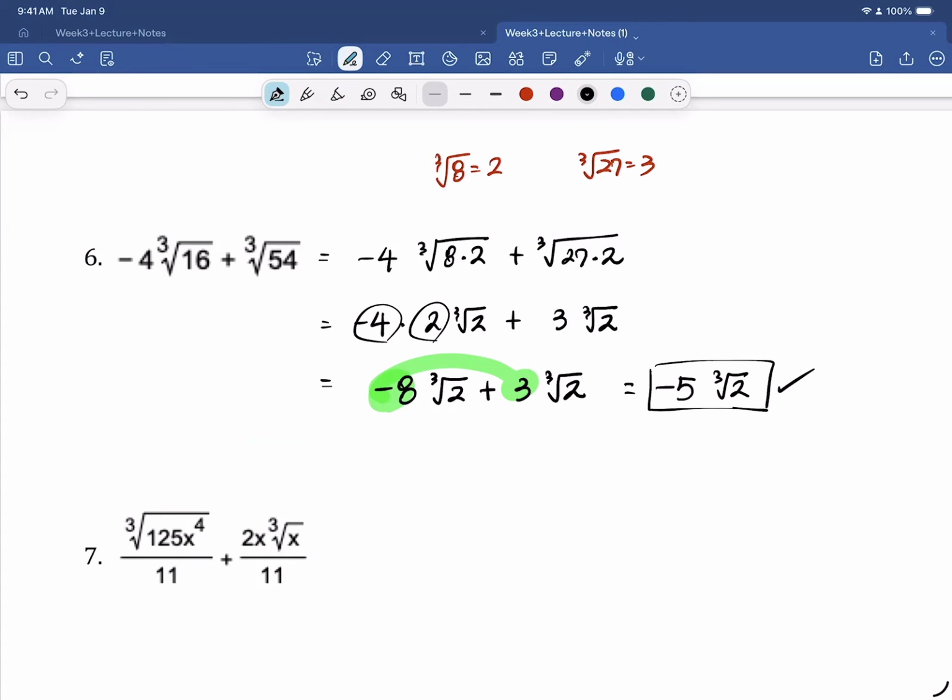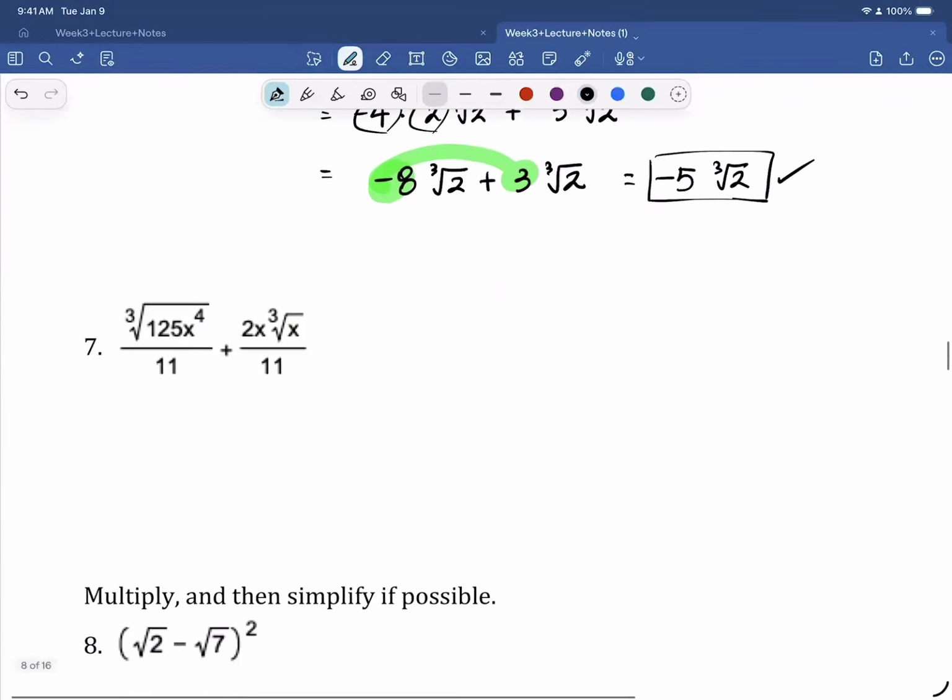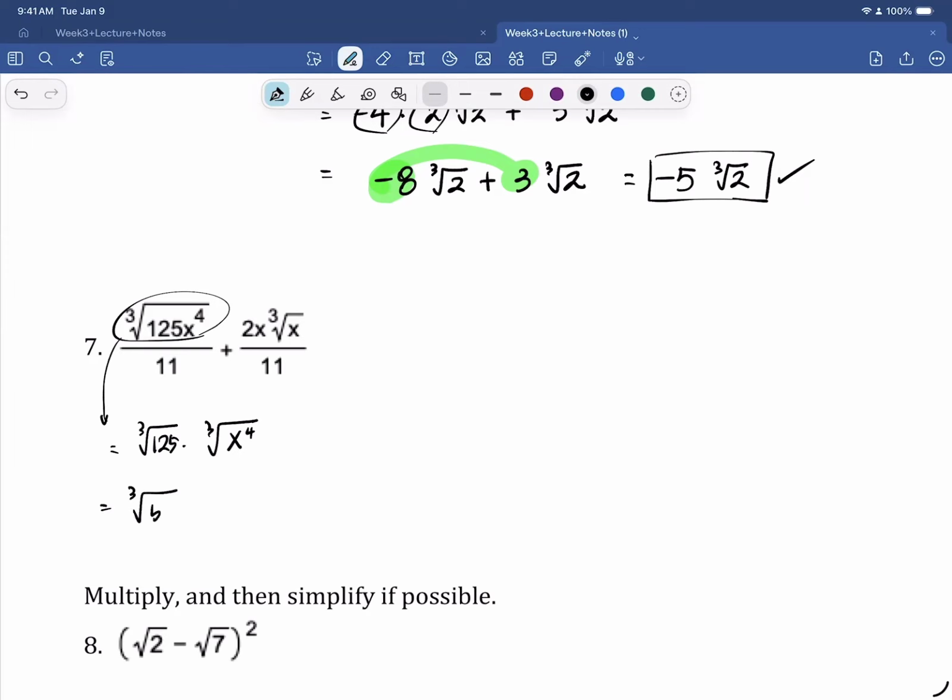So same idea with the number 7. I'm going to bring on the top here the third root of 125, and then the third root of x to the 4th. 125 is 5 cubed, and x cubed times x to the 1 is x to the 4th, right? So that's why the answer is 5, because this is crossed out. And then this is also crossed out, so it will be x, and then the third root of x, right?